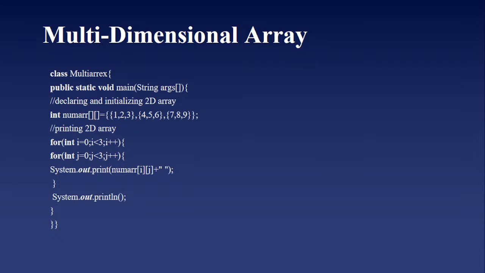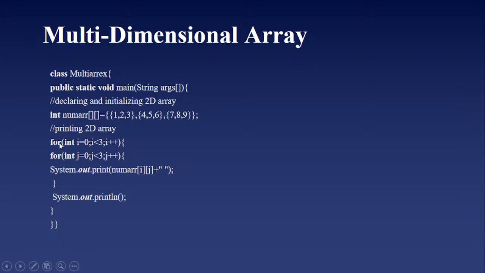So whenever I want to represent a matrix, rows and columns, I can go for this multi-dimensional array. This is the syntax for initializing a multi-dimensional array. The first dimension denotes the row dimension and the second dimension denotes the column dimension.